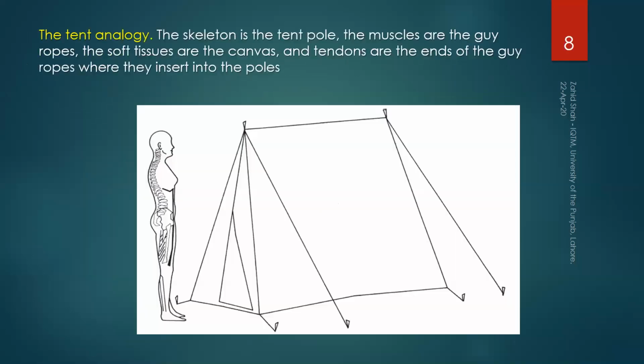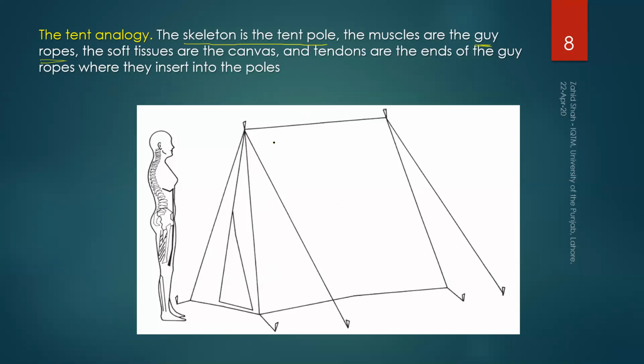So an analogy is used to describe the human musculoskeletal system. If you consider a tent, the poles of the tent shape the tent. So the skeleton is just like the tent poles. The muscles are the guy ropes. They provide the strength and power to keep the tent in shape. So ropes are just like muscles.